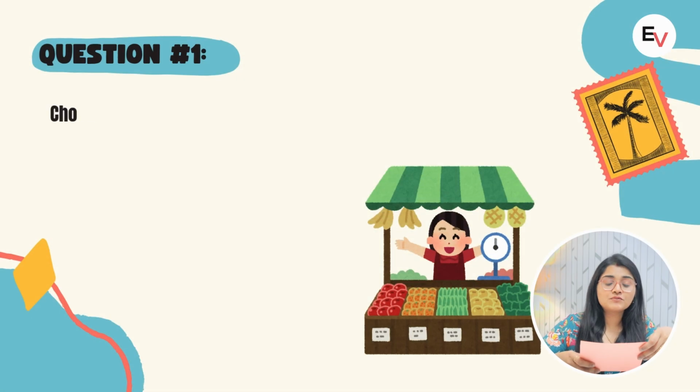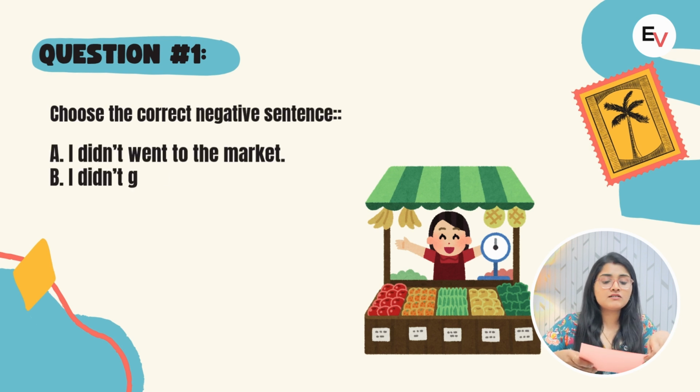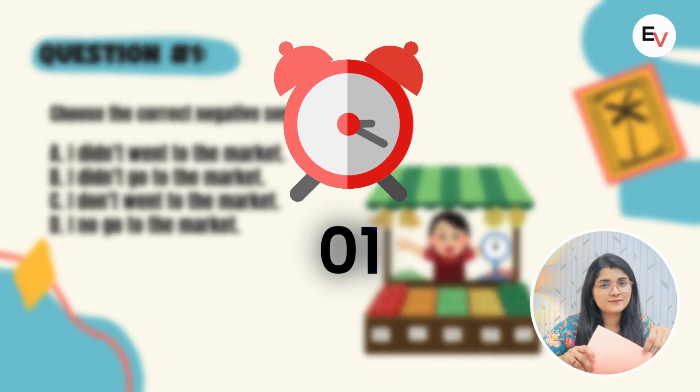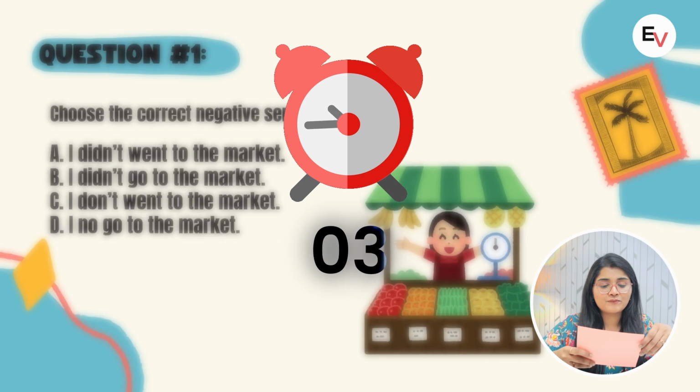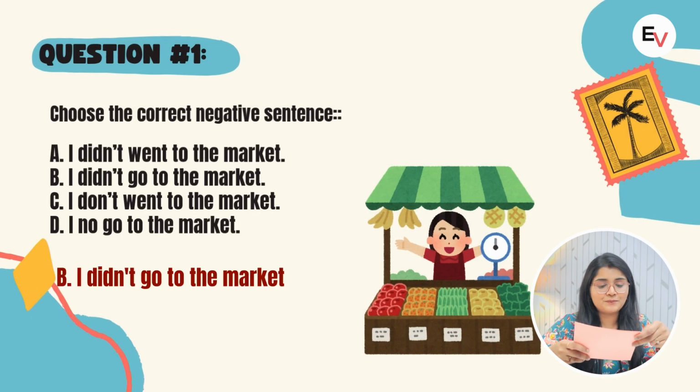Question number 1. Choose the correct negative sentence. I didn't went to the market. I didn't go to the market. I don't went to the market. I know go to the market. And the time starts now. And the correct answer is I didn't go to the market.